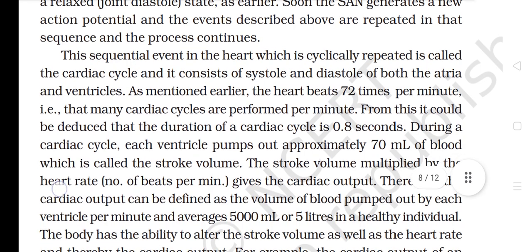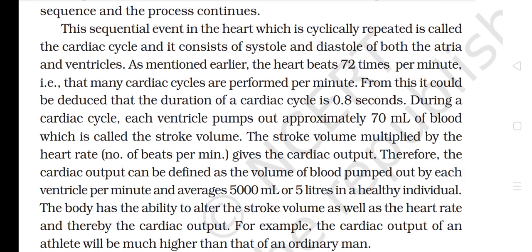process continues. This sequential event in the heart, which is cyclically repeated, is called the cardiac cycle, and it consists of systole and diastole of both the atria and ventricles. As mentioned earlier, the heart beats 72 times per minute. That is, that many cardiac cycles are performed per minute. From this, it could be deduced that the duration of a cardiac cycle is 0.8 seconds.